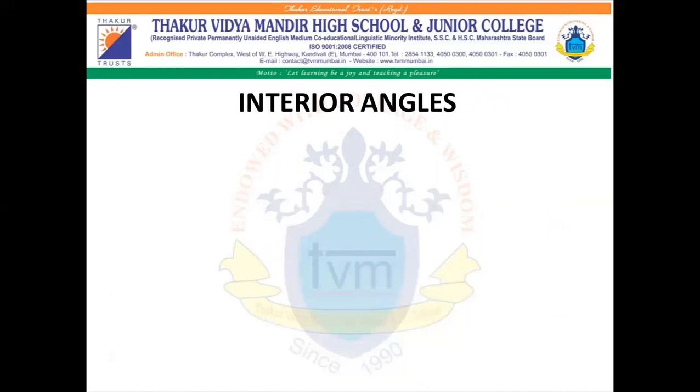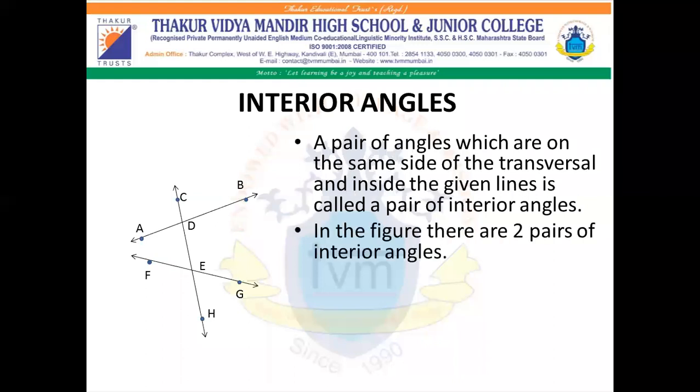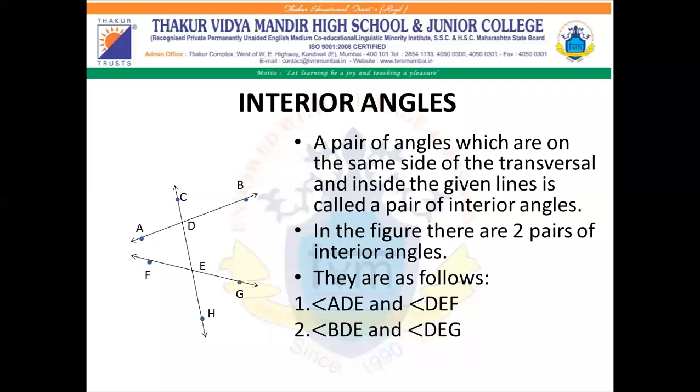Interior angles. A pair of angles which are on the same side of the transversal and inside the given lines is called a pair of interior angles. In the figure, there are 2 pairs of interior angles. They are as follows. One, angle ADE and angle DEF. Second, angle BDE and angle DEG.